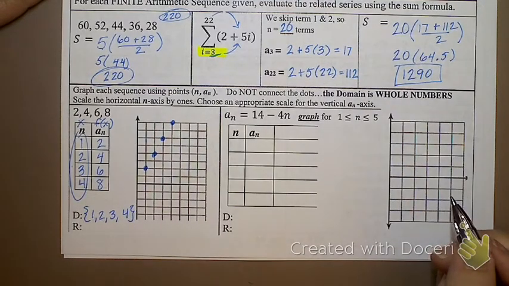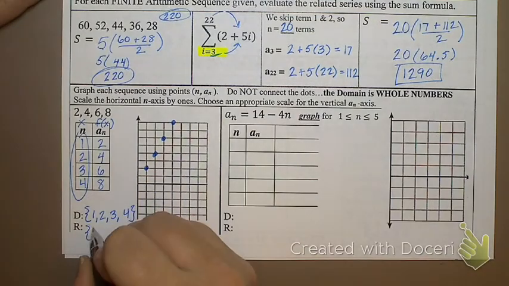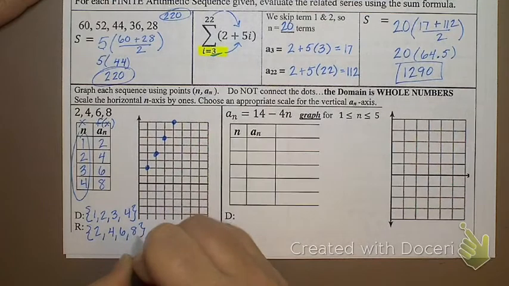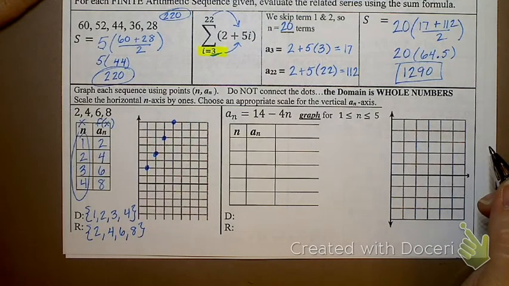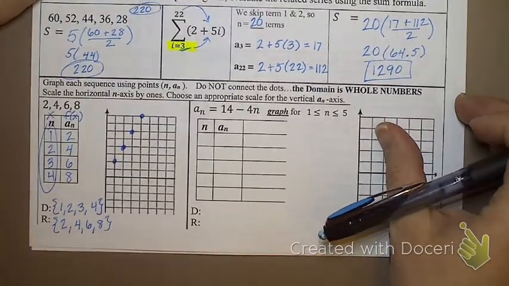So far, so good? What do you think my range is? My y values. 2, 4, 6, 8. Easy? Okay. Let's look at this last one.